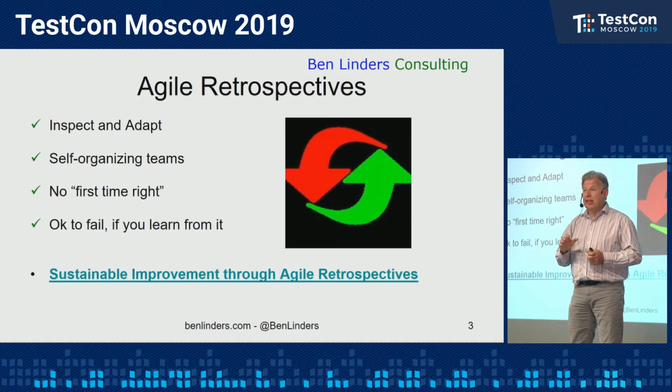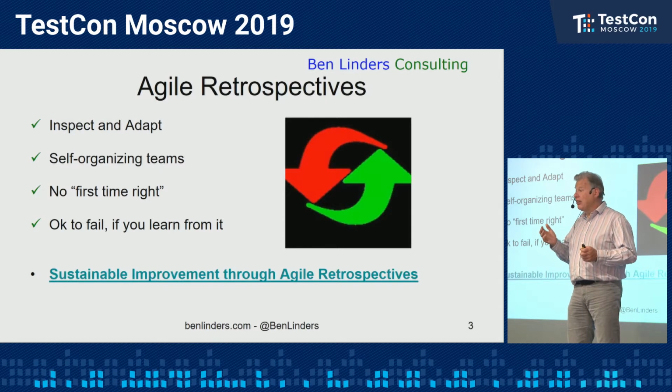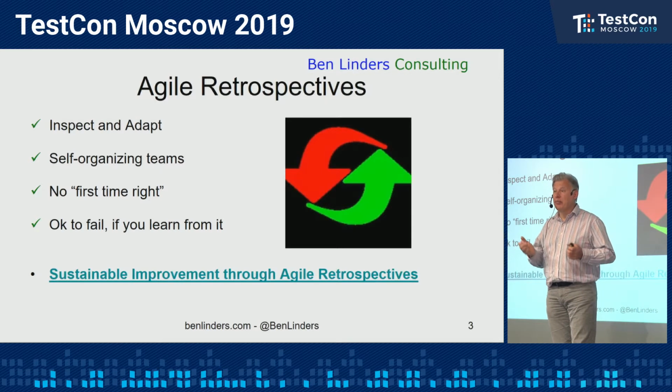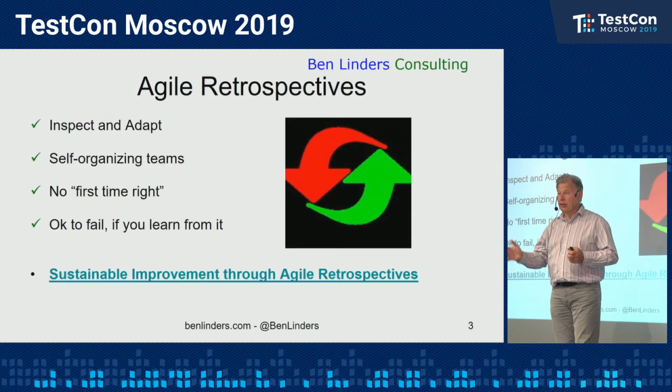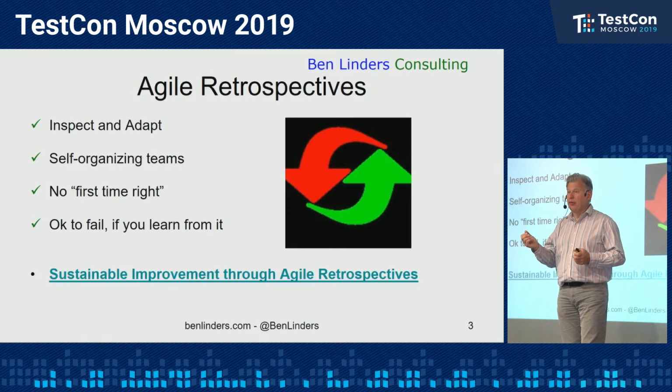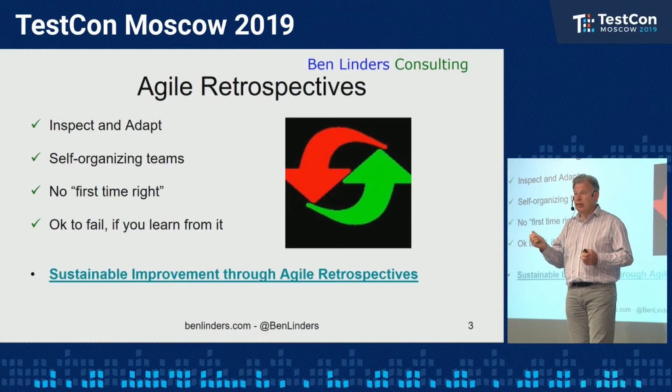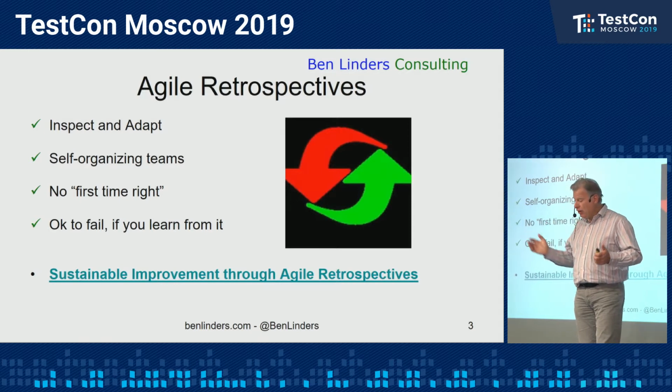And this goes back again to that there's no first time right. It's not possible to prevent failure from the start. It's not possible to do it perfect the first time. It's probably not even going to be possible to do it perfect the second time. So you're going to need some kind of mechanism to learn, to reflect, and to improve your way of working and to do continuous improvement in there. And this is where retrospectives fit in.